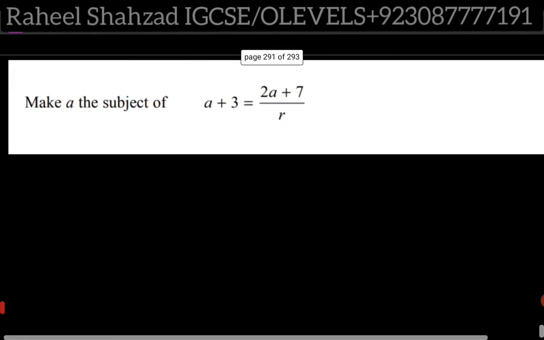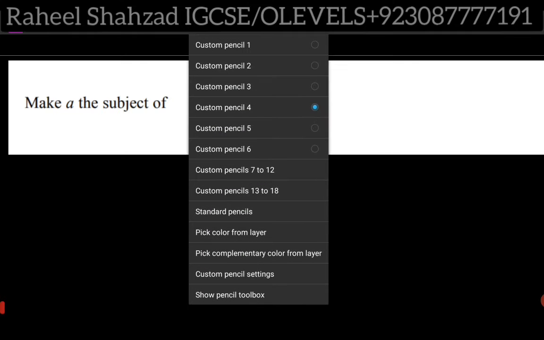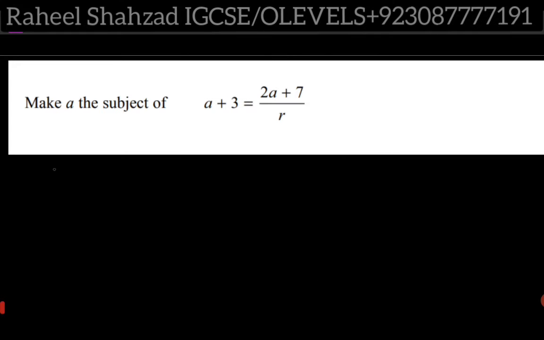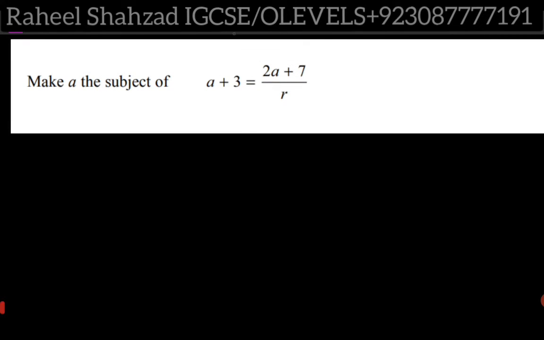In next question, here it is. Make A the subject of the formula. So right now it's like this: A plus 3 is equal to 2A plus 7 divided by R. Okay guys, for an instant I want you people to stop this video and make A the subject.